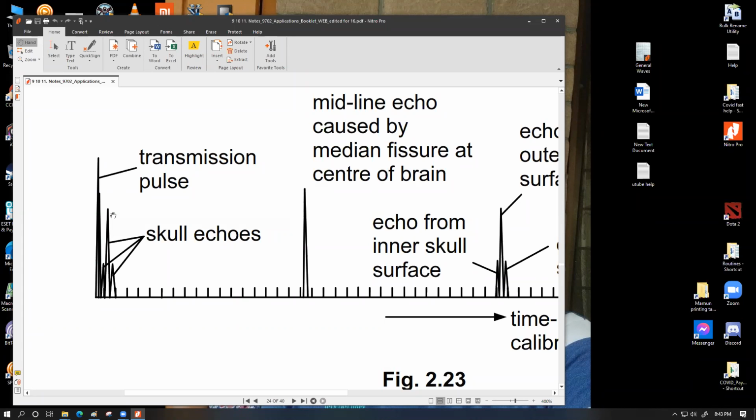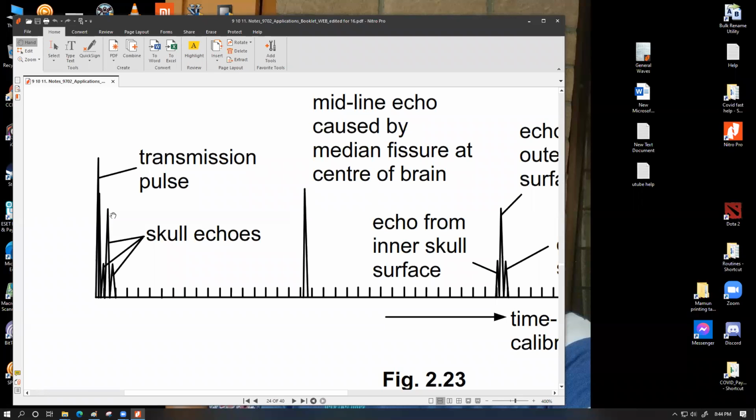So we have three medium changes here. First, the sound enters the scalp. Then from the scalp, it enters the skull. Then from the skull, it enters the brain. So three medium changes give you three different echoes, and depending upon their individual specific acoustic impedances, you have different intensities. The harder material, the skull, gives you a very large intensity of reflection.